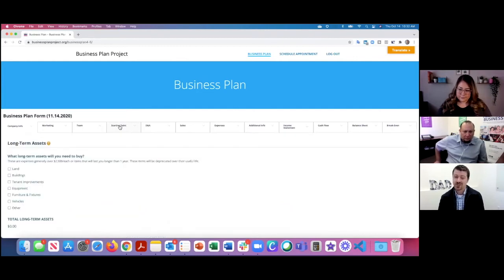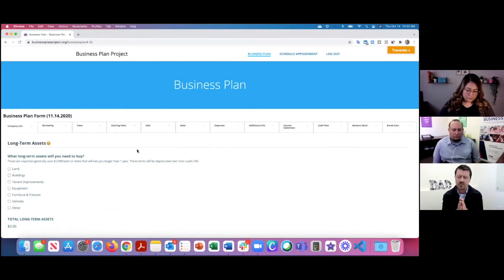The next one is the starting point. Again, we're starting this business. But if you're an established business, what you're going to be plugging in here is your balance sheet figures. To do a projection, you need a starting point. And so if you are established, basically you're going to plug in all the figures that are on your balance sheet for long-term assets, current assets, liabilities, and owner's equity, because that's what we're doing here. We're establishing a starting point for the projections.